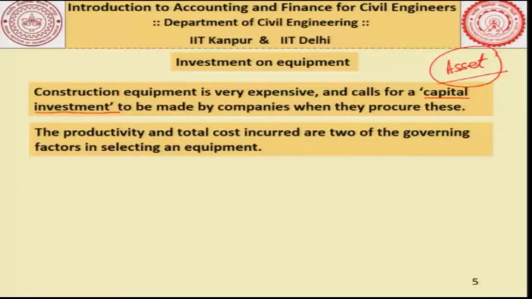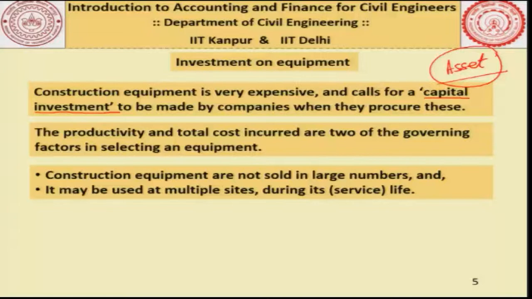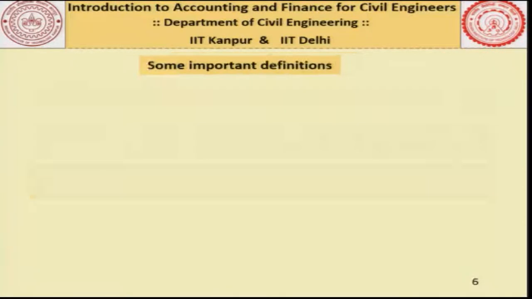The productivity and the total cost incurred are two of the governing factors in selecting an equipment. Construction equipment are not sold in large numbers, and it may be used at multiple sites during its service life. So, these are some of the things which we have talked about earlier as well. I am not going to spend too much time on it.